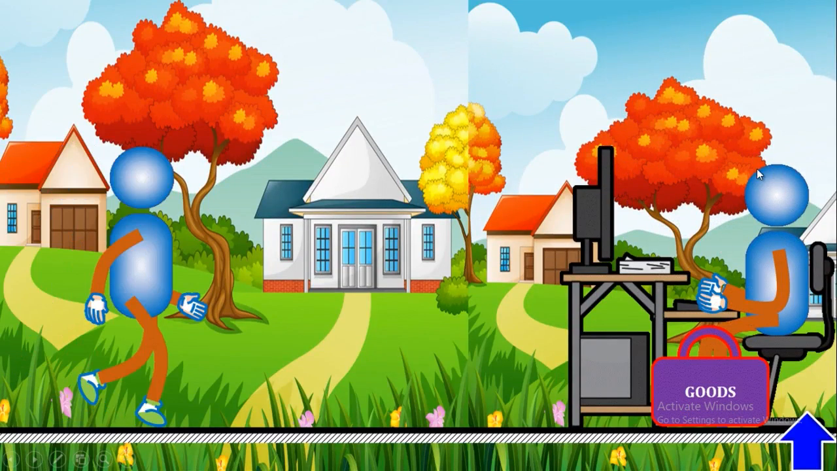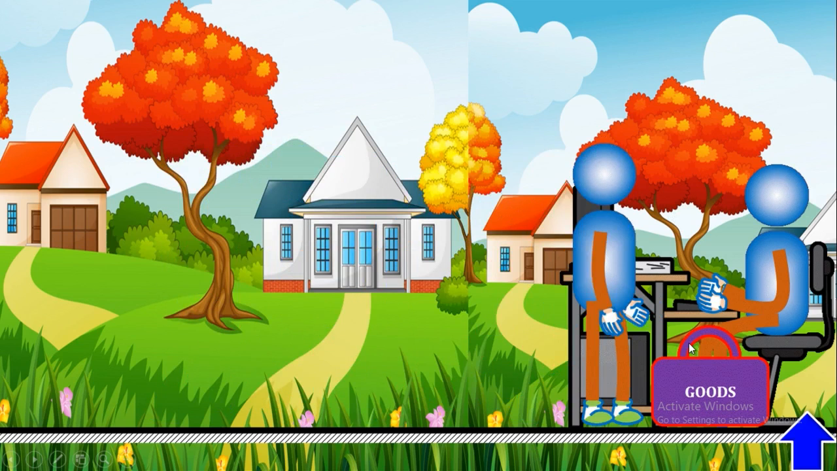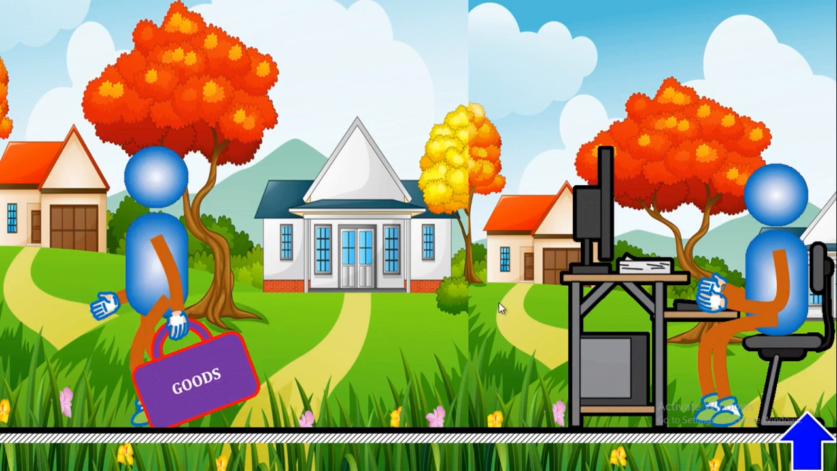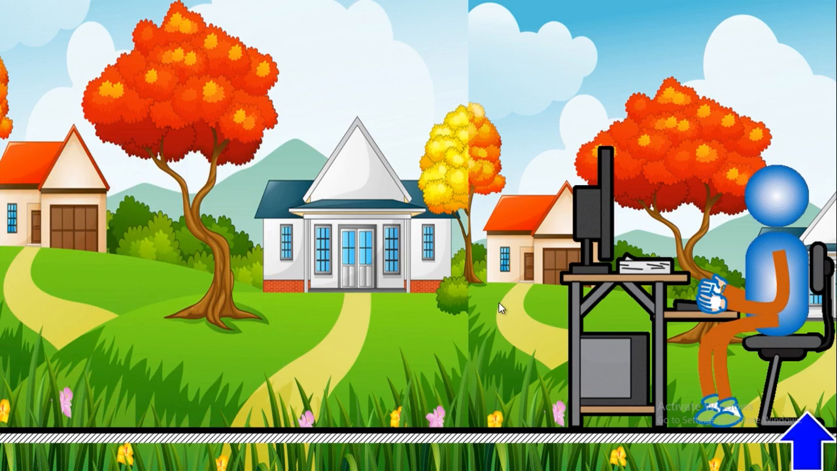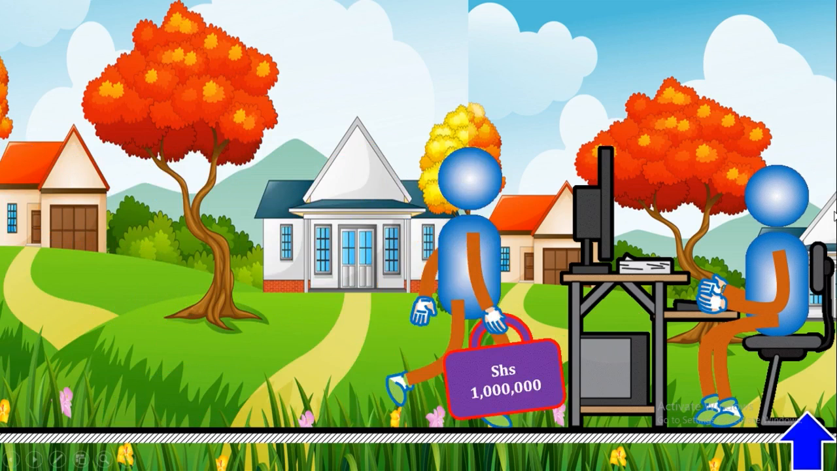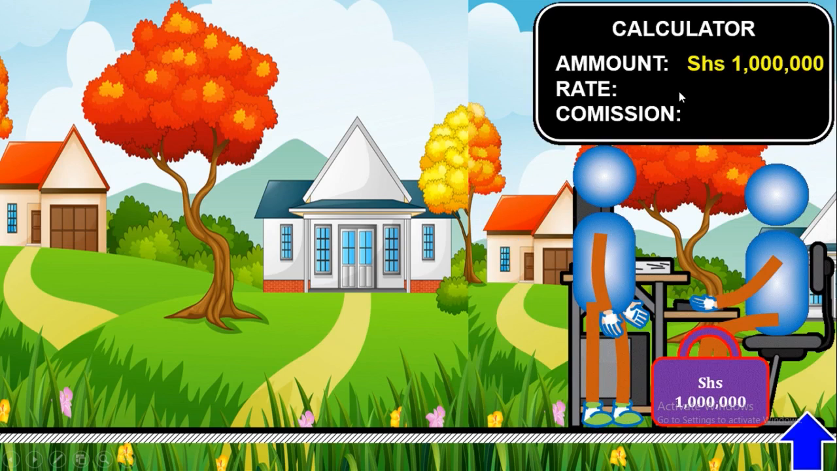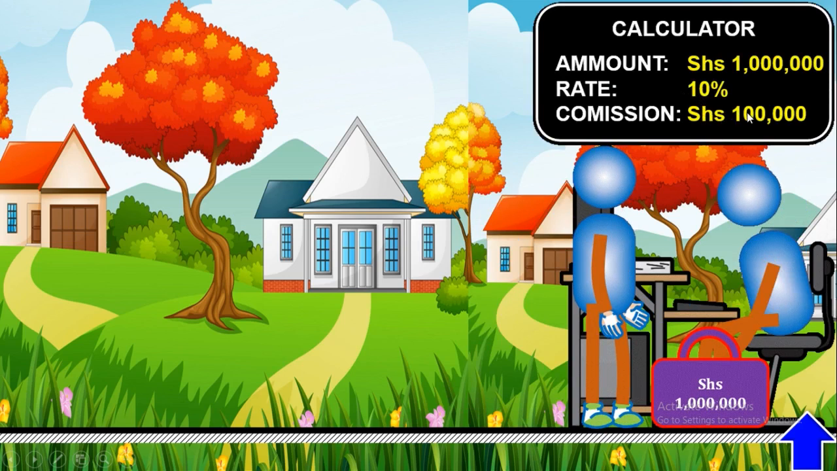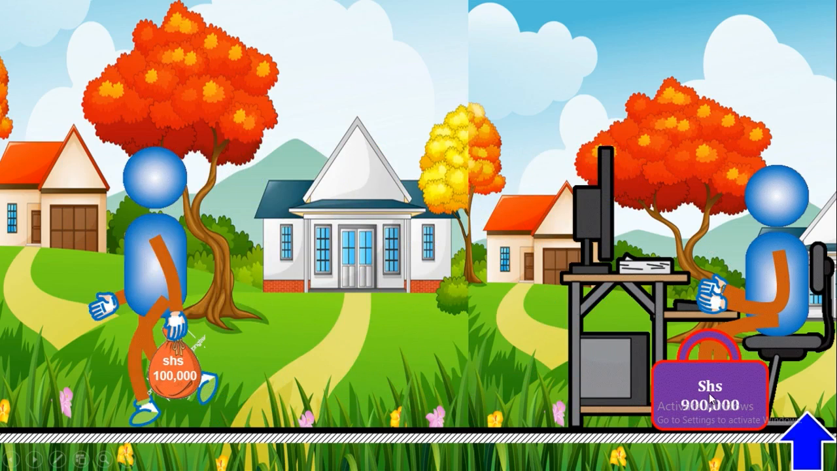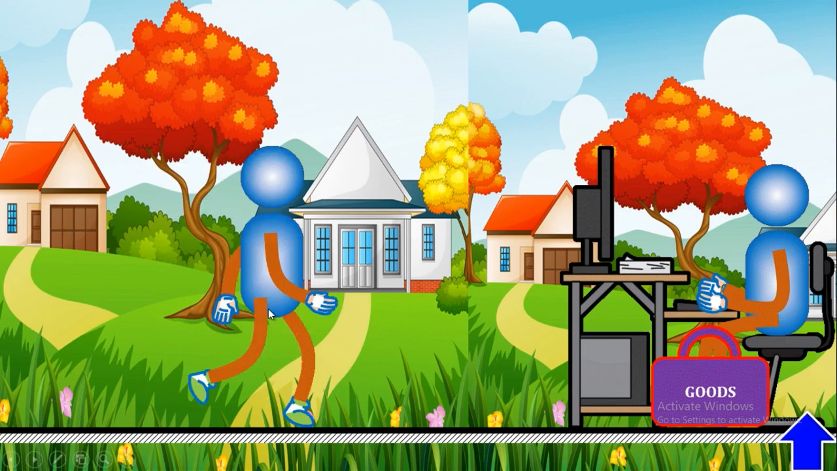In this case, this is the owner of the goods, and this is the person who comes and sells the goods for him. They will give him the goods and he will go and sell them. After selling them he'll come back with the money he has got from the goods sold. This money is not his, it is for the owner, but the owner will calculate the commission. The rate was 10%, so the commission will be 100,000. The owner will give him 100,000 shillings and he will remain with 900,000 shillings. So basically the 100,000 is what we call the commission.